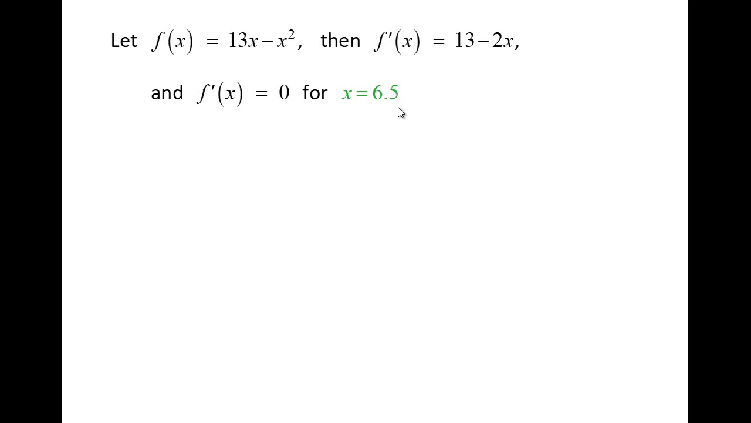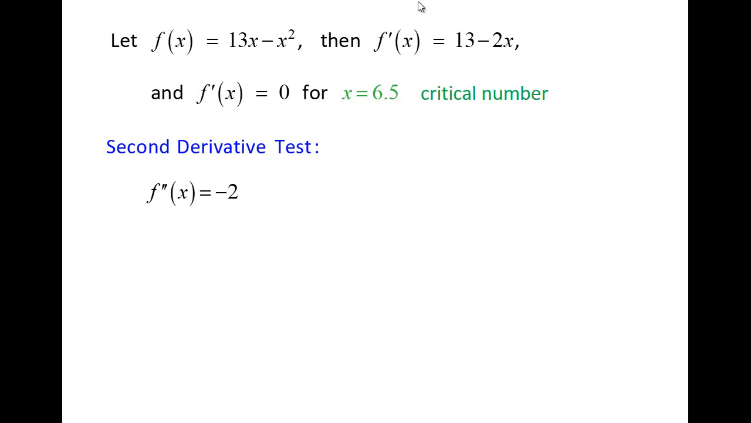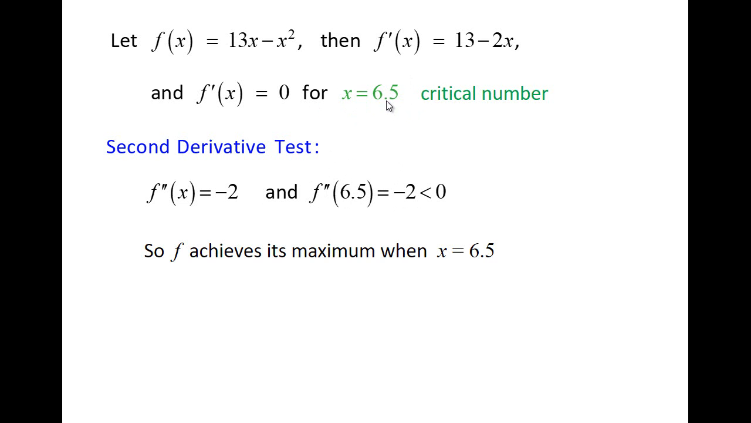Okay, so we found exactly one critical point. Let's see if we have a local max or a local min there. That is, what's the concavity at this critical point? The second derivative of f would be clearly negative 2. When we evaluate the second derivative at 6.5, we still get negative 2. So at the only critical point, 6.5, the function is concave down, and as a result, it has a local max at this point. But being the only critical point, we have the absolute max there. So f achieves its maximum when x is 6.5.